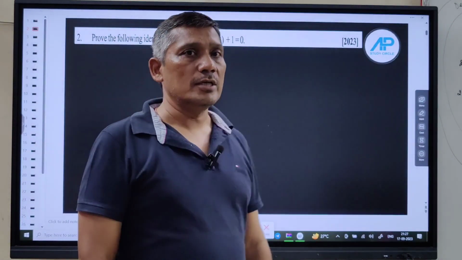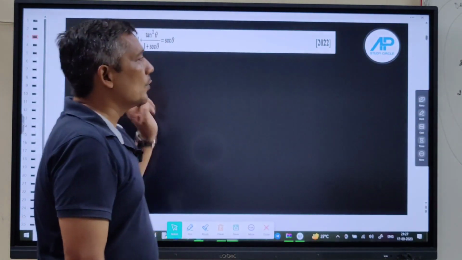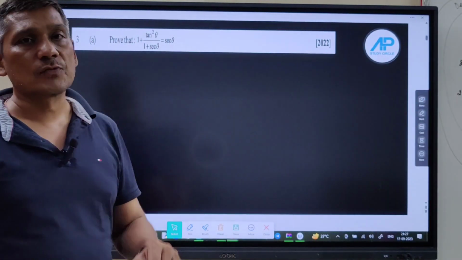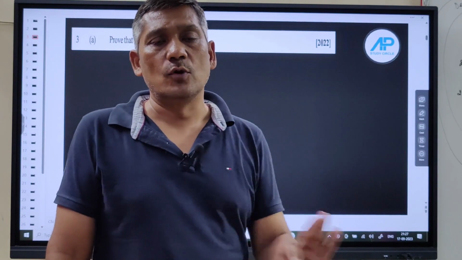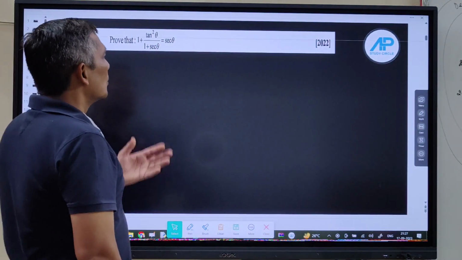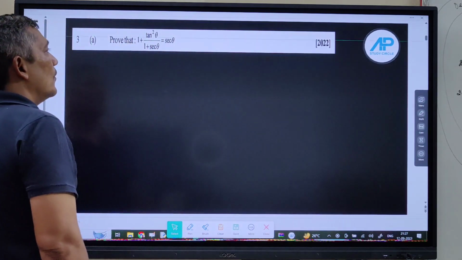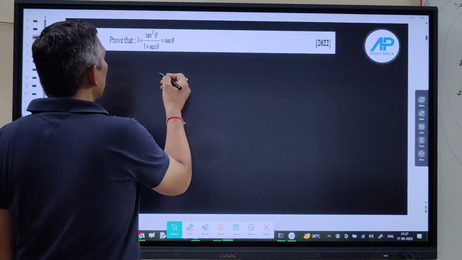Let us move on to the next question, let us see what comes next. So in 23 we had only 2 questions from the trigonometry chapter, that is 4 mark questions. In year 2022, so the question again, 1 plus tan square upon 1 plus sec theta equal to sec theta.